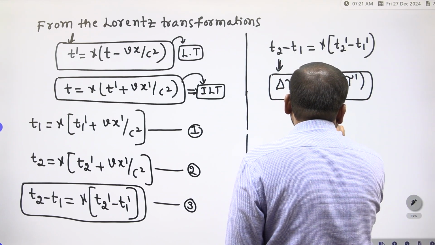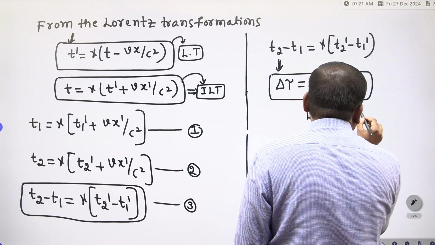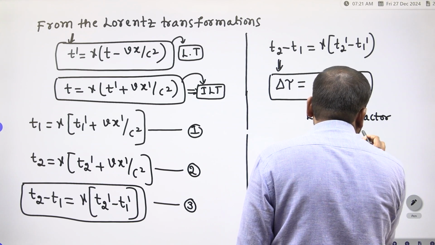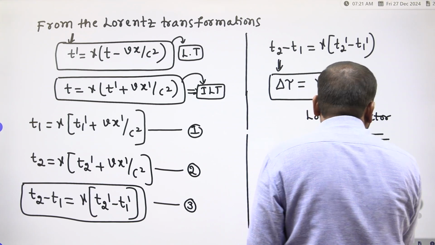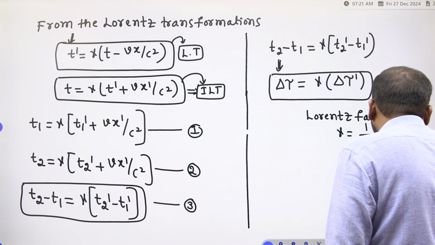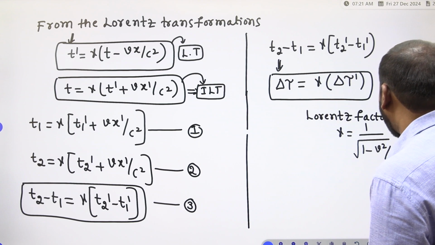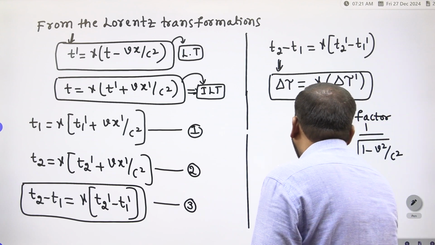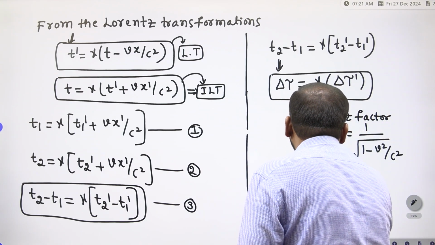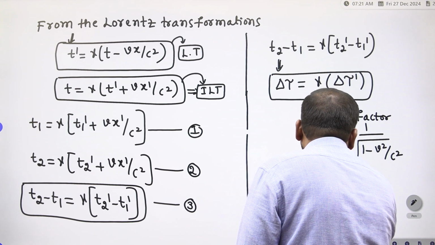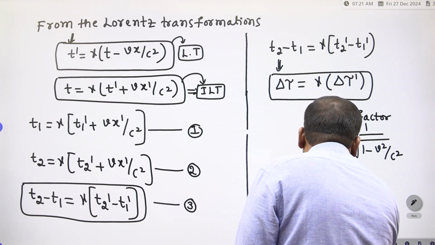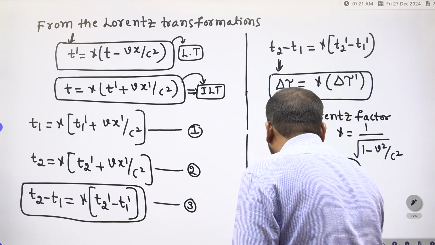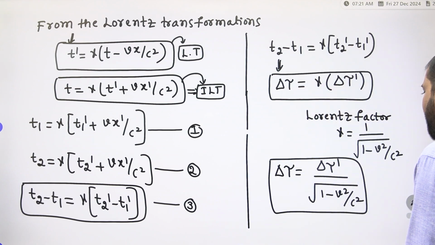Gamma is the Lorentz factor. Gamma is equal to 1 by square root of 1 minus v square by c square. Therefore, delta tau is equal to delta tau dash divided by square root of 1 minus v square by c square.